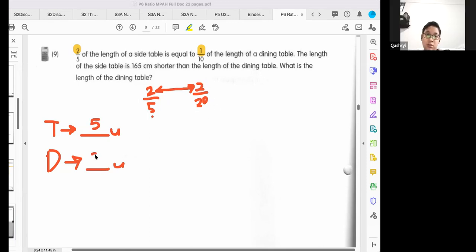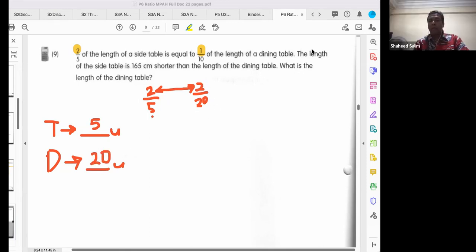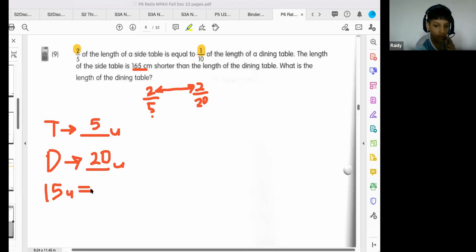20. Okay, now they tell you the difference is 165. So what's the difference? Different how many units? The difference is 15 units, and then you do 165 divided by 15, and then after that you find 30 units because it's asking for dining table.